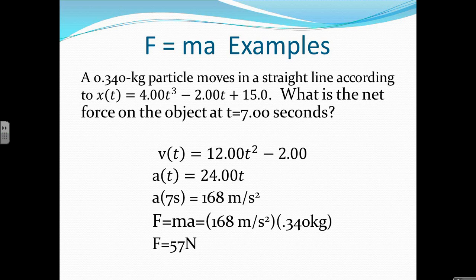This is it for our notes on Newton's second law.